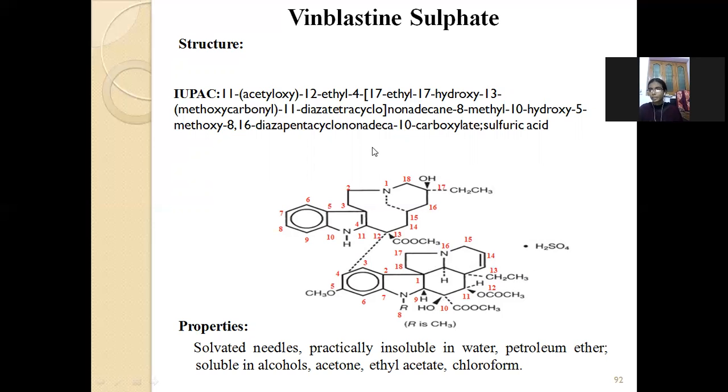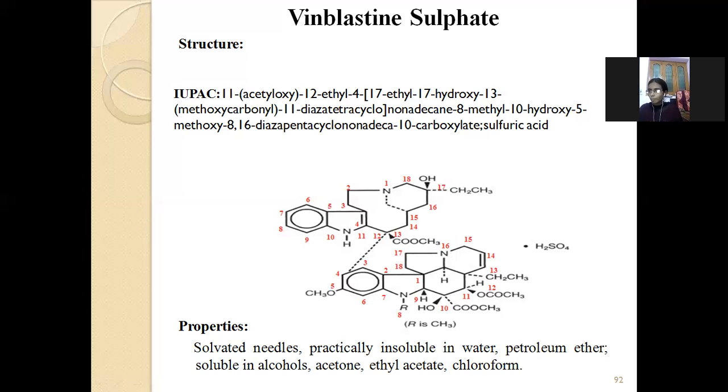I will explain it again. 11 acetyloxy, 12 ethyl, 4 17 ethyl, 17 hydroxy, 13 methoxycarbonyl, 11 diazotetracyclononadecane, and 8 methyl, 10 hydroxy, 5 methoxy, 8 16 diazapentacyclononadecane, 10 carboxylate sulfuric acid. This is the structure and IUPAC name of vinblastine.